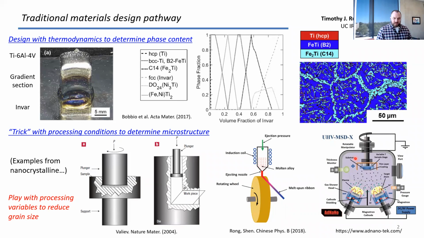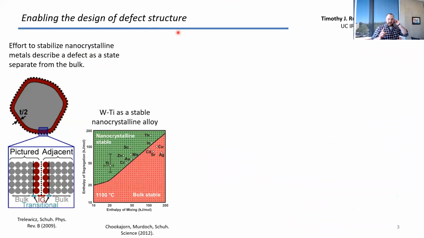What we'd really like to do is be able to design microstructure in the same way we can design phase content. And I'm optimistic. I think we can get there. A lot of that optimism is really based on some huge advances we've had in stabilizing nanocrystalline materials.